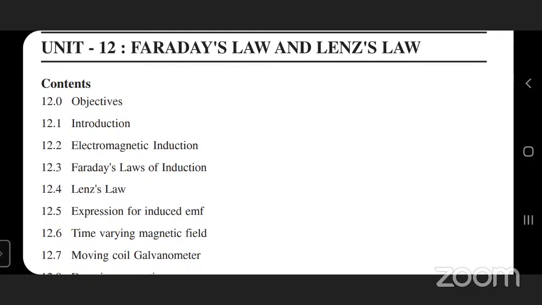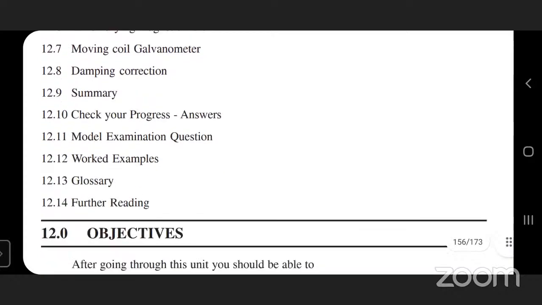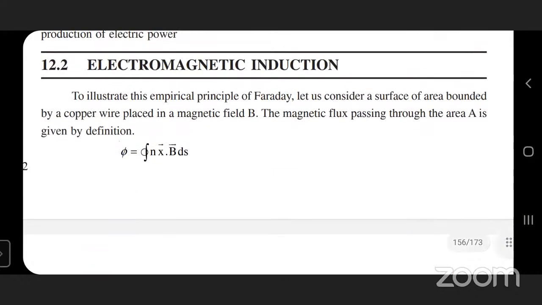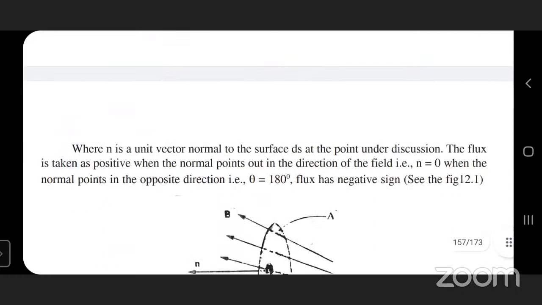Now, be aware of these equations. Let me discuss what Faraday's law is and what Lenz's law is. What is electromagnetic induction? This is an empirical principle of Faraday. Let us consider a surface of area A bounded by a copper wire and placed in a magnetic field B. The magnetic flux passing through the area A is phi b equals surface integral B dot ds. So that is the equation.